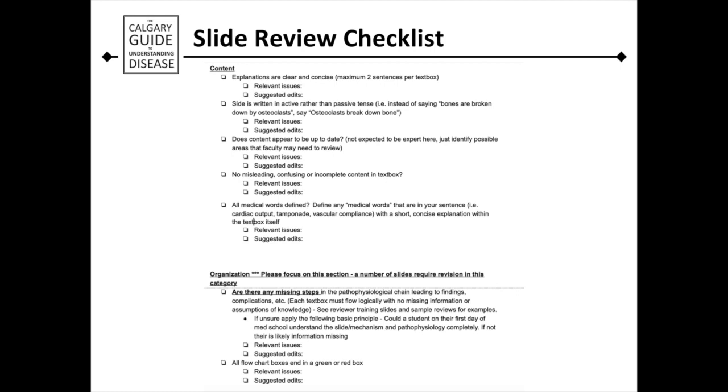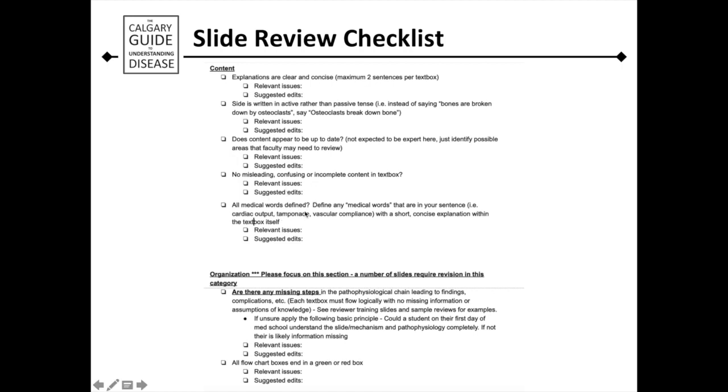Now, this is a slide review checklist that we use. For the general audience, you can trust the process in that we make sure that our content is as accurate as possible. We not only make sure that our explanations are clear and concise, we also make sure that our wording is as accurate as possible. For example, by writing things in the active rather than passive tense.